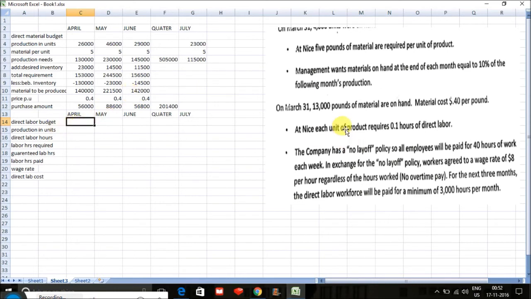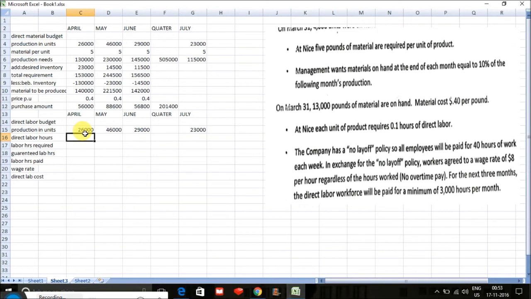For this, we are given that at NICE, each unit of production requires 0.1 hours of direct labor. So now we will find out the total number of labor hours that each month consumes. For this, we require the production numbers for each month, that is 26,000 for the month of April. For May, it is 46,000. For June, it is 29,000. And for July also, we should write that, it is 23,000.